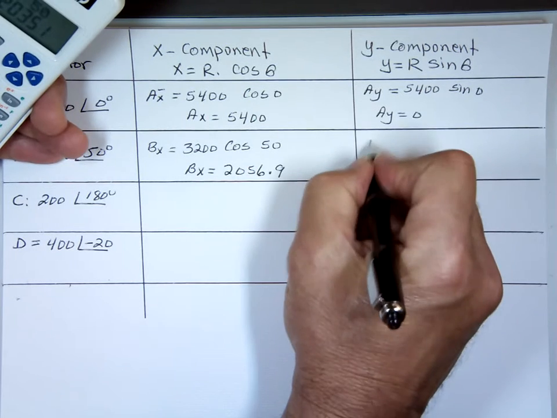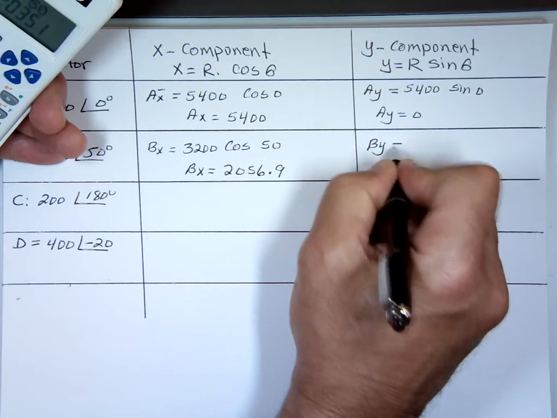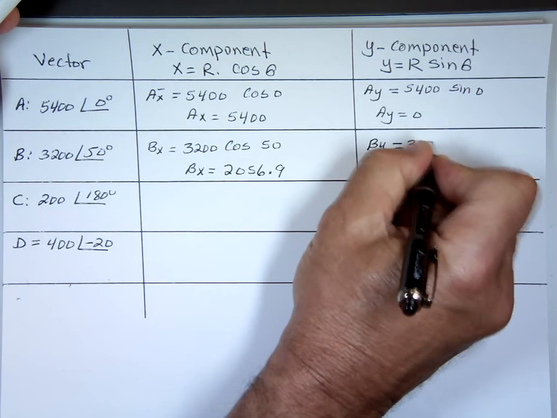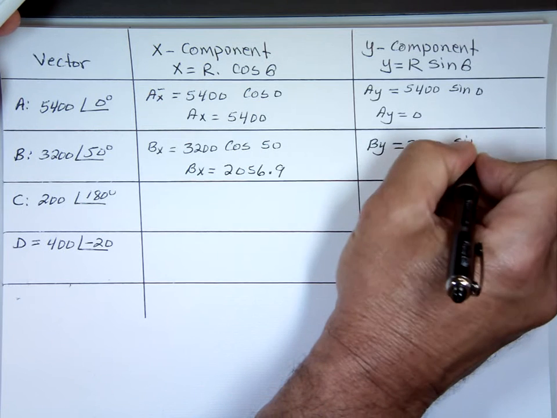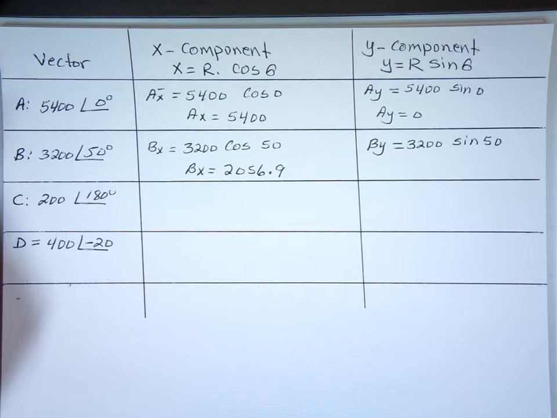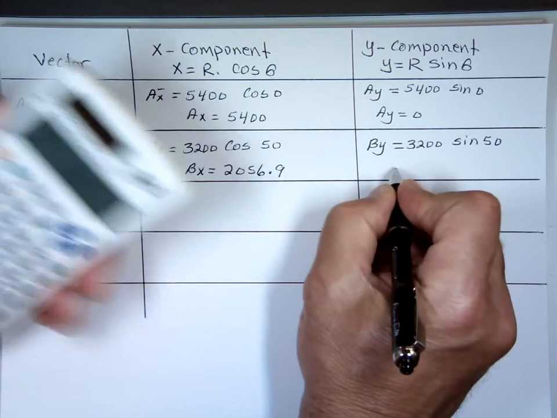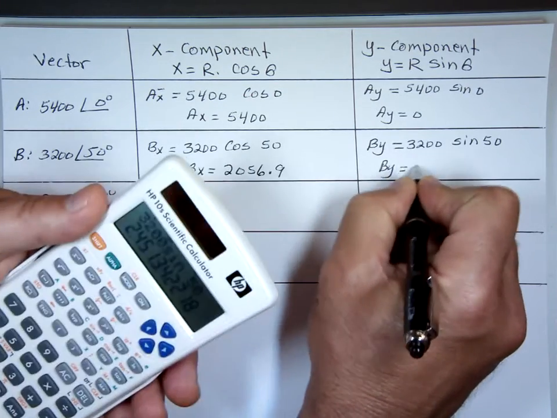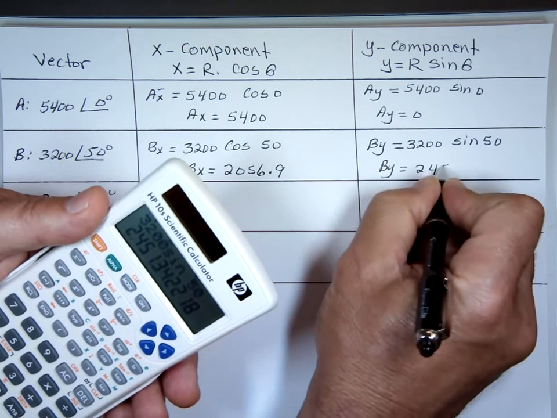And the component in the y direction is going to be 3200 sine of 50. And B_y equals what? 2451.3.